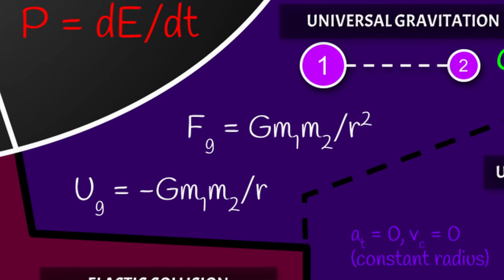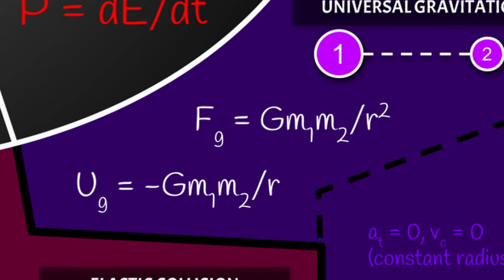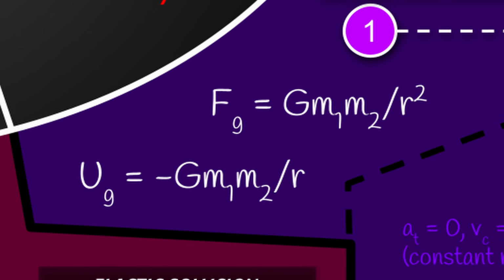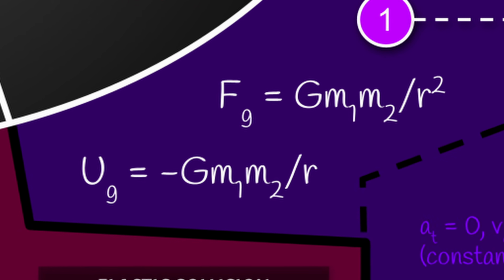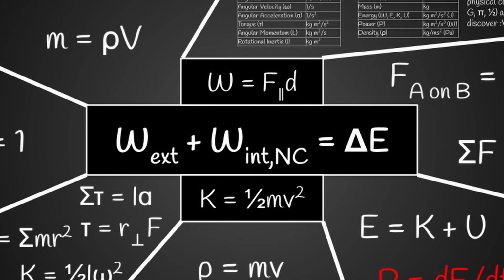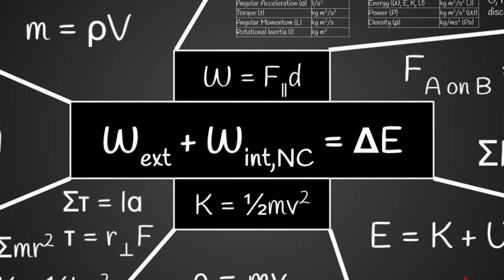The equation sheet also lists the local gravity formulas, but just remember that the local gravity field is G times the mass of the Earth divided by the distance from the center of the Earth squared, and height is just the distance to the center of the Earth, and everything works out. And speaking of energy, at the very center we have the holy grail of all of Physics 1, the work-energy theorem. This thing is so useful.